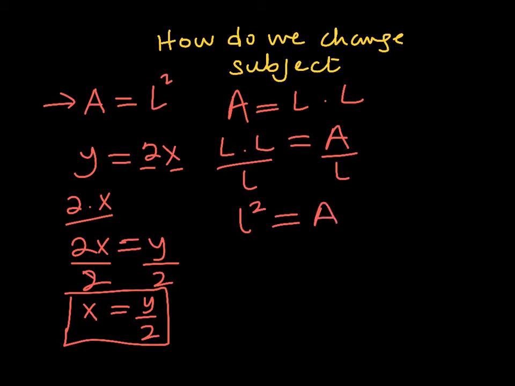Now, to reverse a square, you know square is a product of two numbers. What is the reverse of square? The reverse of square is a square root, okay? So we're going to take a square root of both sides. So take a square root of this side and take a square root of that side, okay?